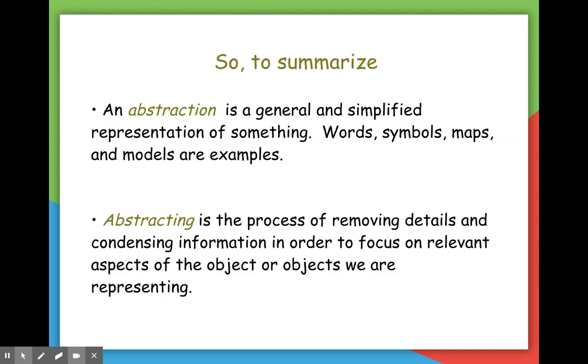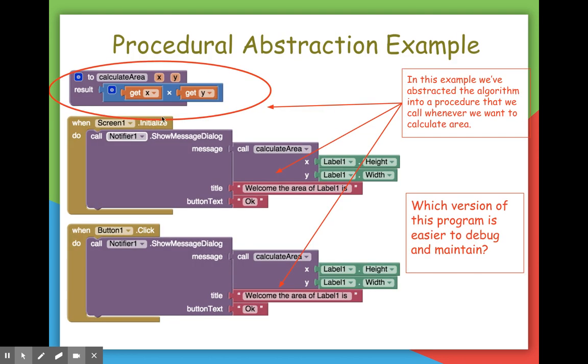So to summarize, an abstraction is a simplified, generalized representation of something. Words, symbols, maps, models. Abstracting is the process of removing details and condensing information in order to focus on relevant aspects of the object or objects we are representing. Make sure you know both of those things. And then remember what I said. Purple is a procedure, and a procedure is an abstraction. As a matter of fact, they use the words procedural abstraction. Know those terms. If you get that, you'll be able to get through most of 2.8 on this.